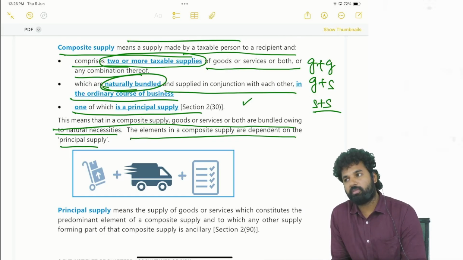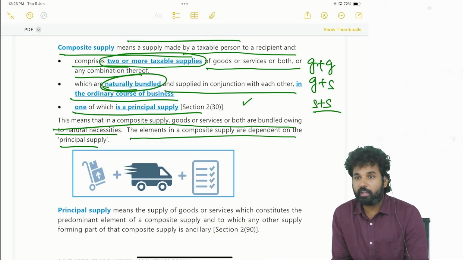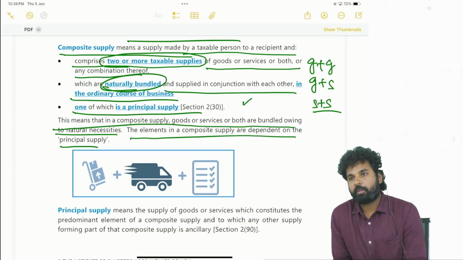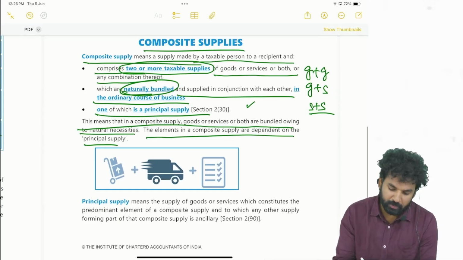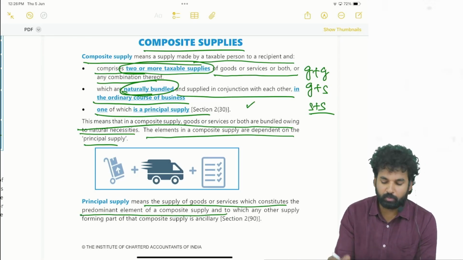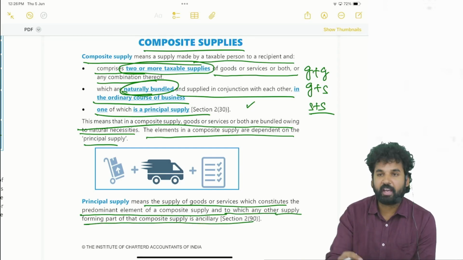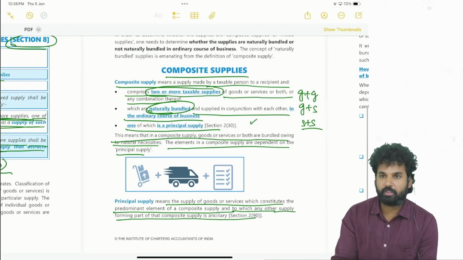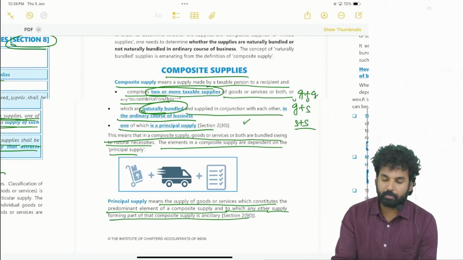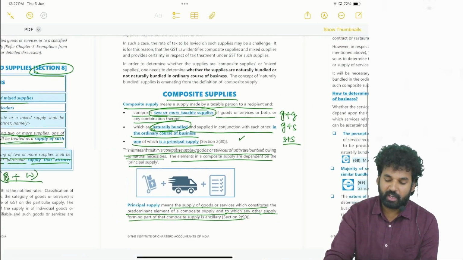Whenever you are going on a flight, they will give you a breakfast. At the same time, when you are staying in a hotel, there will be a breakfast. So staying, the accommodation service, is the main supply. Breakfast is an ancillary supply. Okay, right. So principal supply means supply of goods or services which constitutes the predominant element of a composite supply and to which any other supply forming part of that composite supply is ancillary. Predominant supply, principal supply or main supply, and any other supply which is dependent on the main supply is ancillary supply.